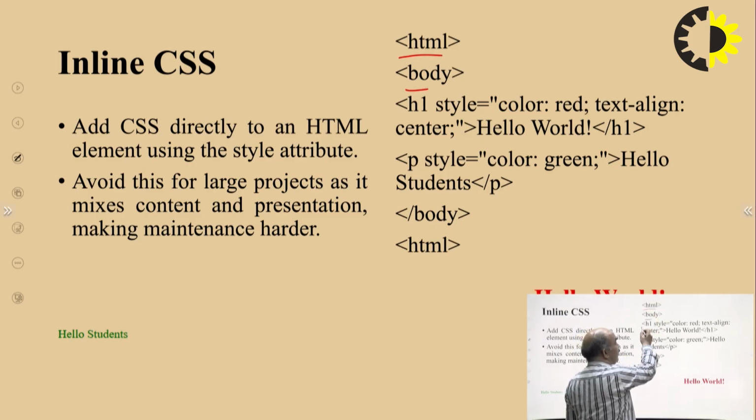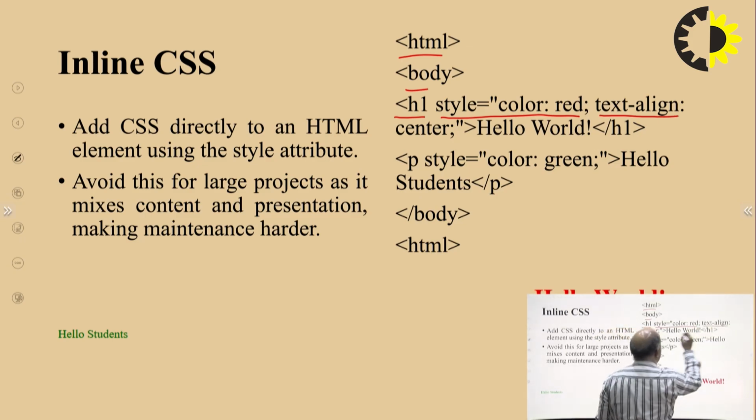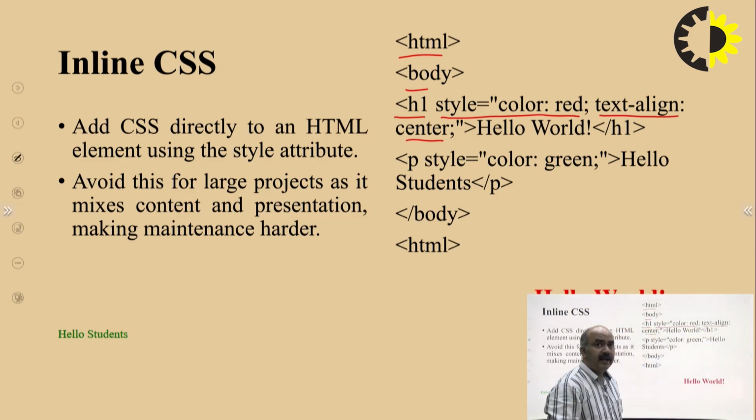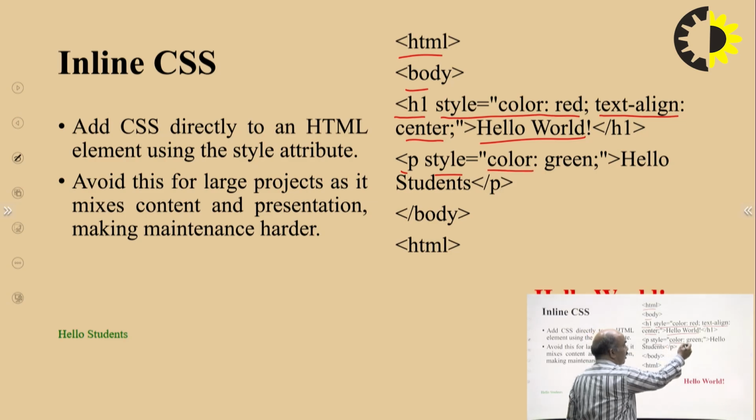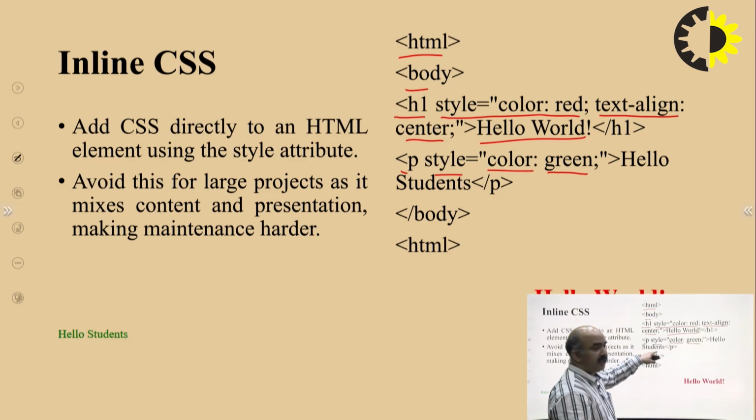Within that body you have taken the H1 tag. We write style equal to color red, and the text is aligned to center in this case. Then we write the display text, that is hello world. Then we close this H1 tag. Now we provide styling for the paragraph. We say P style equal to color green, and write hello student in the paragraph, and we close that paragraph, and the body.